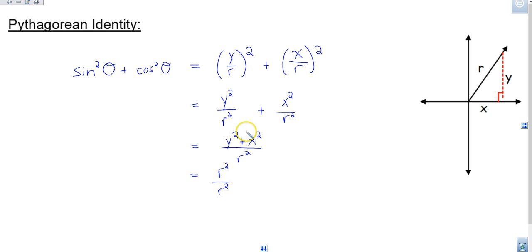This is why it's called the Pythagorean identity, because we are using the Pythagorean theorem. Now r squared over r squared is equal to 1. So for any angle theta, sine squared theta plus cosine squared theta is equal to 1.